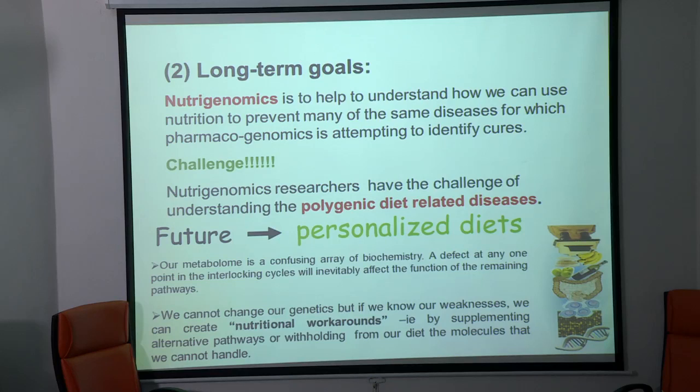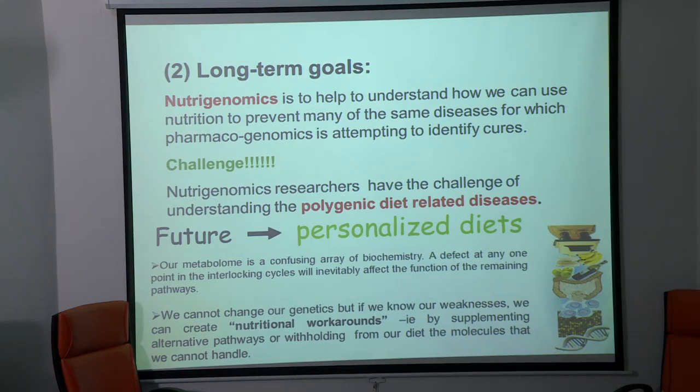And what are the long-term goals? The short-term goals can all be achieved by traditional hypotheses, but the long-term goals are the ones which need a systems biology approach. This helps to understand how we can use nutrition to prevent many of the same diseases for which pharmacogenomics is attempting to identify a cure. We are at loggerheads with them. Instead of pharma, we are using Nutri here. With food, we are curing, not with medicine, right?